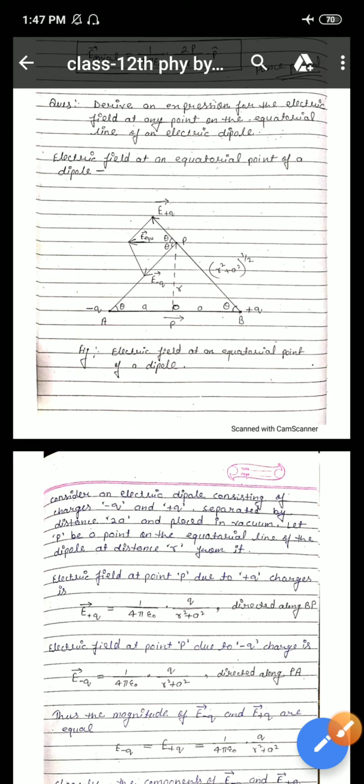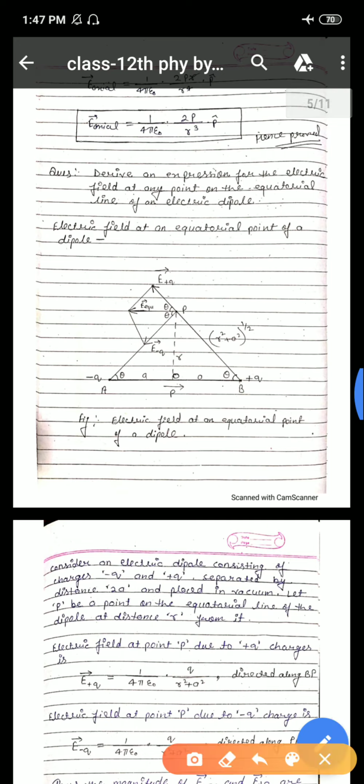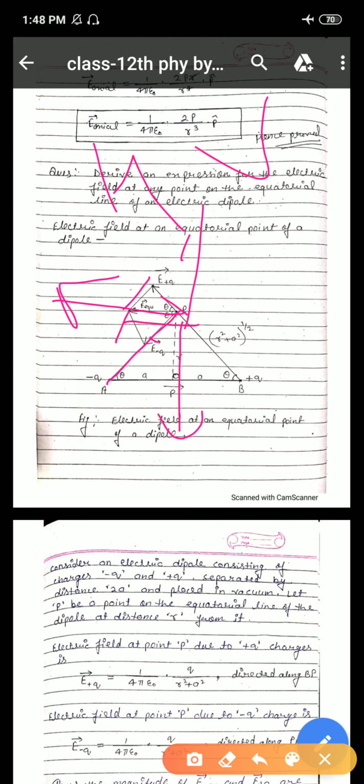When we resolve this vector, I'm talking about this vector. This vector resolves into two components, horizontal component and vertical component. This one is the horizontal component and this one is the vertical component. Again this vector resolves into two components, this one is the horizontal component of this vector and this one is the vertical component. Then you can see in this figure these are equal and opposite.